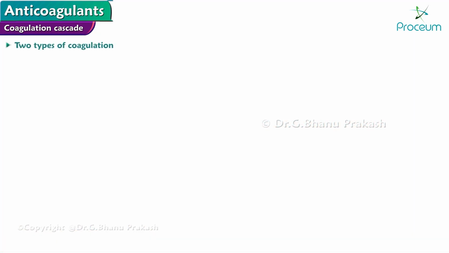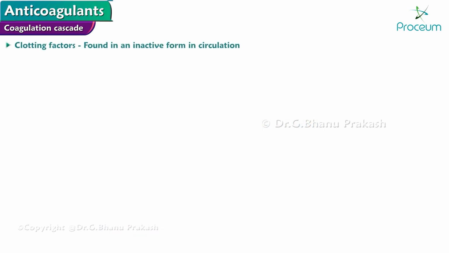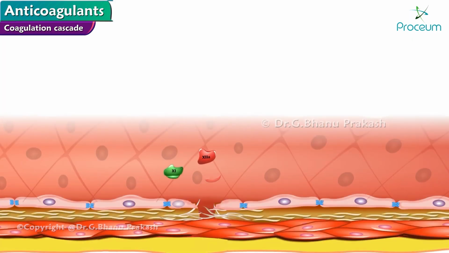There are essentially two types of pathways for coagulation to occur: the extrinsic pathway and the intrinsic pathway. The clotting factors involved in either pathway are found in an inactive form in circulation. They undergo limited proteolysis into an activated protease. Consequently, each activated protease stimulates the activation of the next clotting factor in line, ultimately resulting in the formation of thrombin from prothrombin, factor 2.